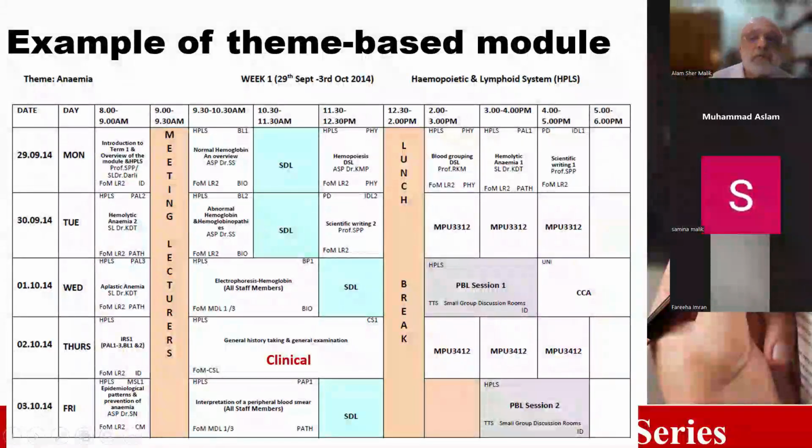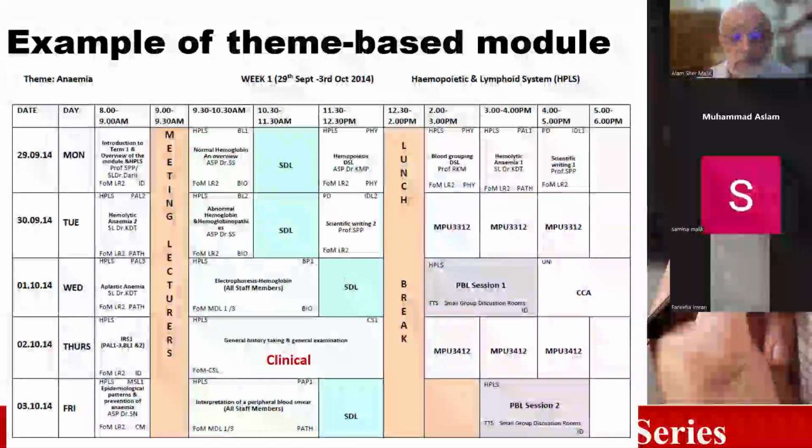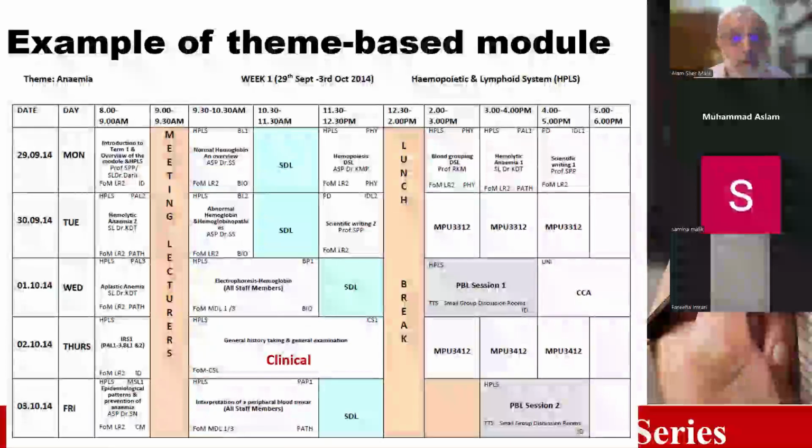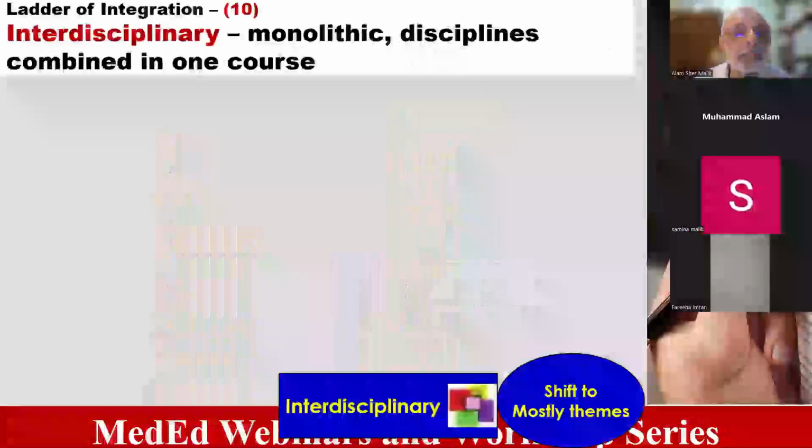So this is what we mean by theme-based teaching, theme-based learning, and theme-based program, which is the major tool of implementing an integrated curriculum. And these themes would make the basis of our questions. Later on, we will see how these themes and timetable will help us to identify the areas where we want to develop our questions. So this is level 8.